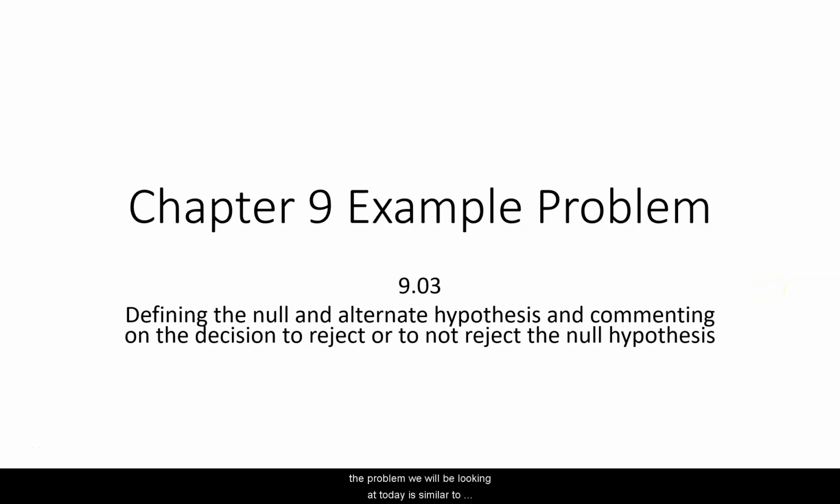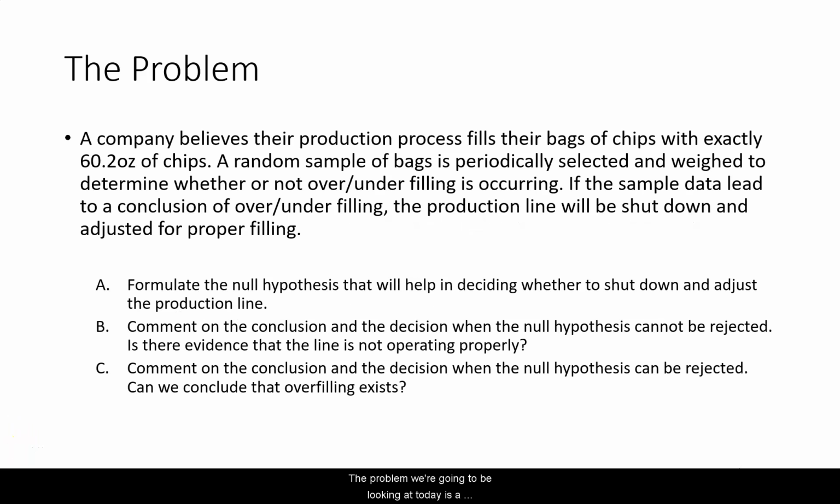The problem we will be looking at today is similar to question 3 from Chapter 9, defining the null and alternate hypothesis and commenting on the decision to reject or to not reject the null hypothesis. A company believes that their production process fills their bags of chips with exactly 60.2 ounces of chips. A random sample of bags is periodically selected and weighed to determine whether or not over or under filling is occurring. If the sample data led to a conclusion of over or under filling, the production line would be shut down and adjusted for proper filling.